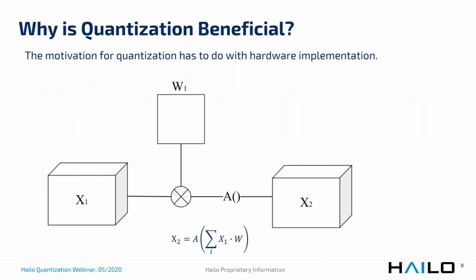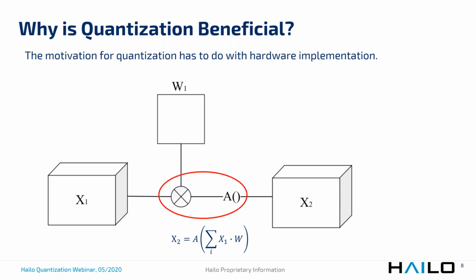So before I explain how the process of quantization works, I want to give a bit of motivation for quantization. And the motivation comes mostly from the hardware side of things. I have here a representative layer within the neural network. And it does what every layer in the neural network does, which is basically to multiply two matrices followed by some nonlinearity.